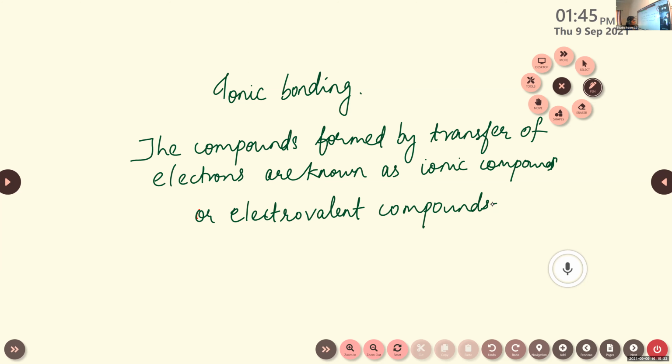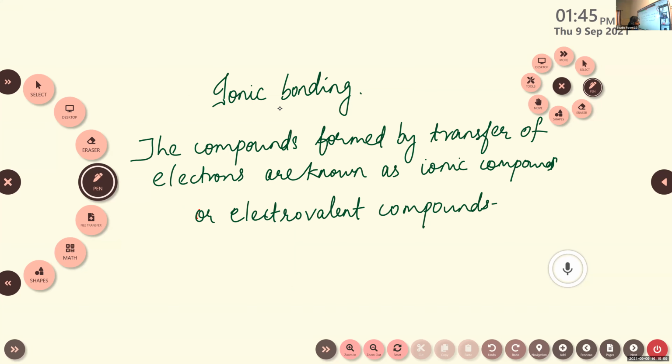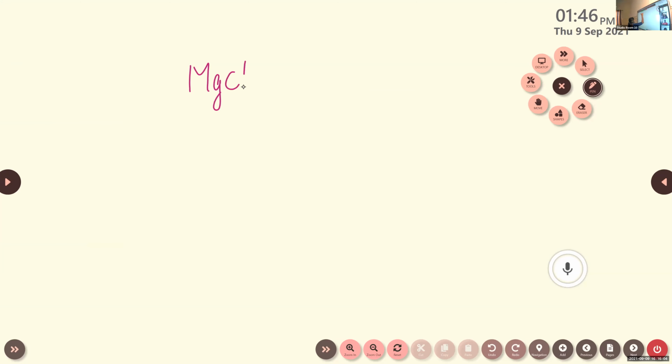Ionic compounds or electrovalent compounds. This ionic bonding is also known as electrovalent bonding or electrovalent bond. So we can discuss one more example for an ionic compound: the formation of magnesium chloride, that is MgCl2.